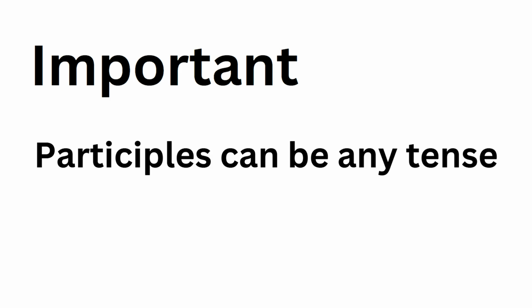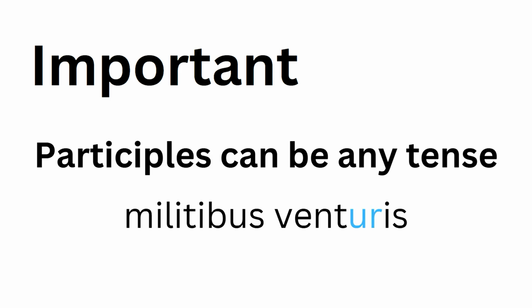Another important thing, participles can be any tense. So you could have militibus venturis. They're both still in the ablative, it's still an ablative absolute. This time, venturis is a future participle. This literally means with the soldiers being about to come. Doesn't make a lot of sense in English, but it makes sense in Latin. The soldiers are about to arrive. So with the soldiers about to arrive, something happens.